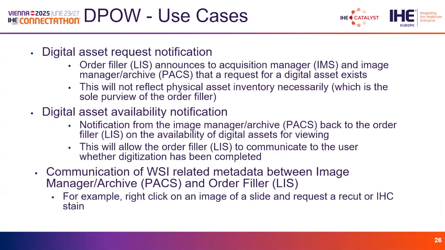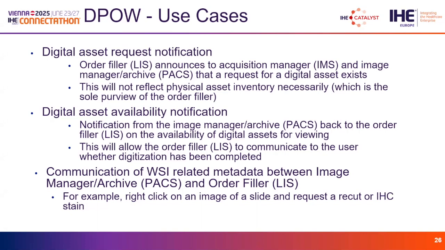The first is when the order filler, the LIS, announces to the image management system that there's a request for a new digital asset. So that is, there's a physical asset, but there's no digital asset. This might be because the user has clicked on an image of a slide, right-clicked, and said, I need a recut, H&E, and a new scan.